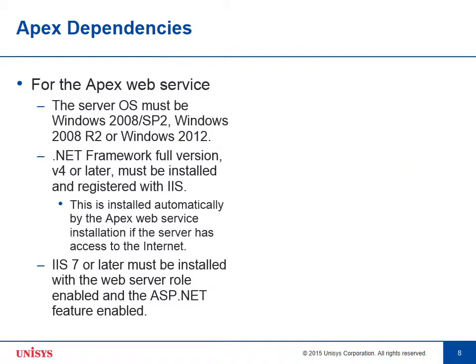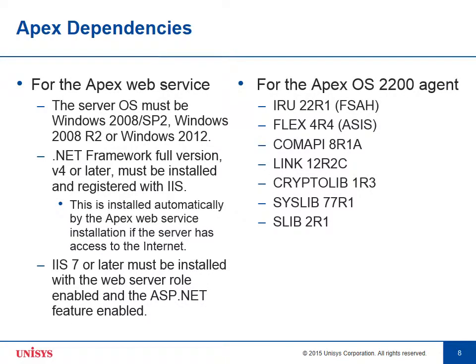The Apex Web Service requires Windows 2008 Service Pack 2 or later. Installing the web service automatically installs the required .NET Framework full version if the server has access to the Internet. The server also needs IIS 7 or later installed as a web server with ASP.NET enabled. On the OS 2200 host, Apex depends on the software listed here, which is included in all integrated operating environments.